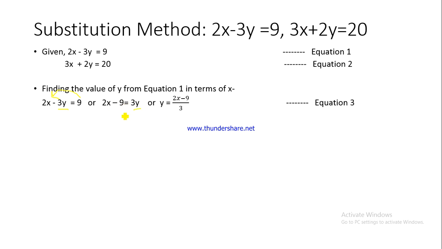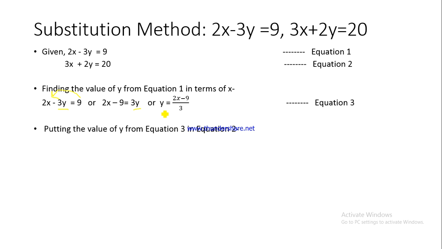So now I have this expression: 2x minus 9 is equal to 3y, and then I can find that y is equal to 2x minus 9 whole divided by 3. This is the third equation. Now that I have found the value of y in terms of x, I will be substituting y for this 2x minus 9 divided by 3. So I am basically substituting y for this value of y in terms of x. But I have to be very cautious: since to find the value of y in terms of x I had used equation 1, I will be using equation 2 now and not equation 1.